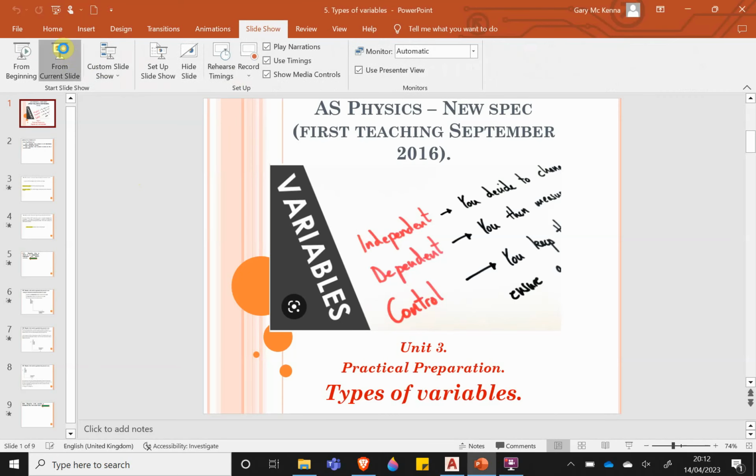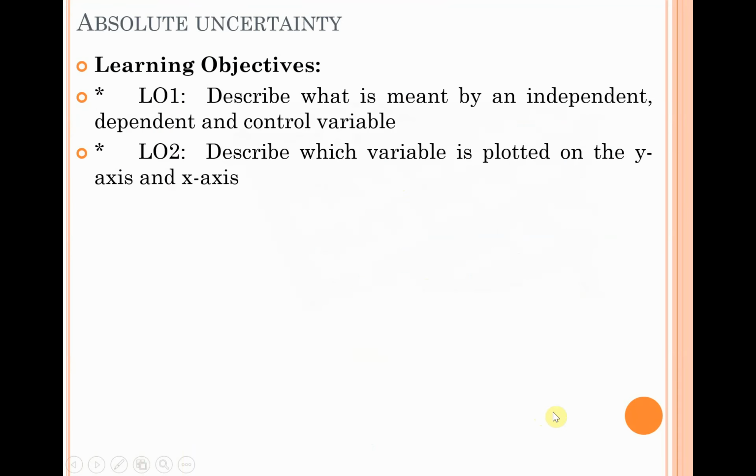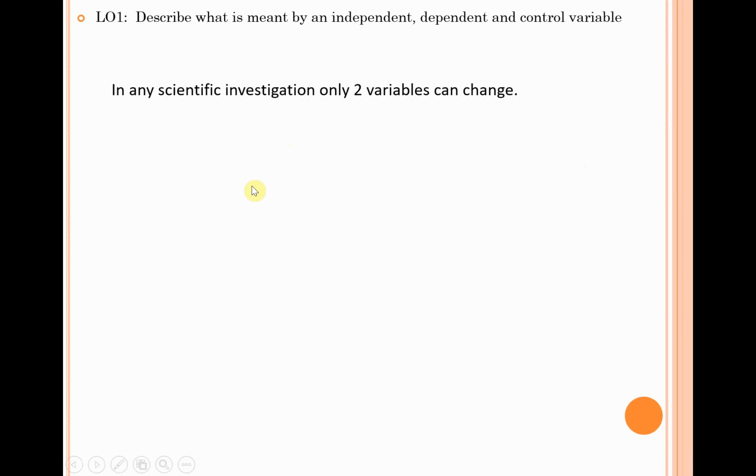Okay, in this next video we're just going to take a look at quite straightforward information really, but it's also important as well, and it's various different types of variables for all scientific investigations. Only really two learning objectives in this area. We're going to hopefully be able to describe what's meant by an independent, a dependent and indeed a control variable. And then secondly, we'll see and hopefully be able to describe which variable is plotted on the y-axis and which is plotted on the x-axis.